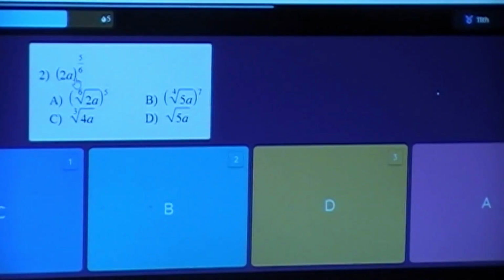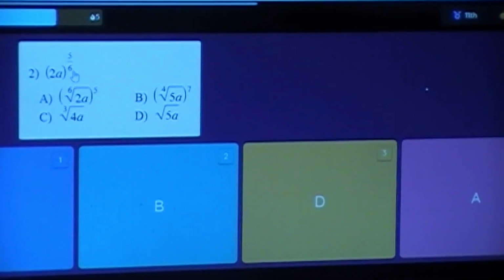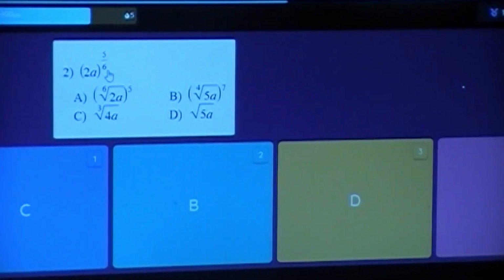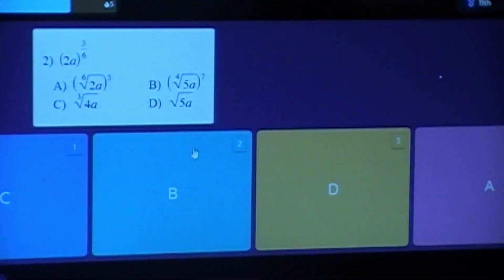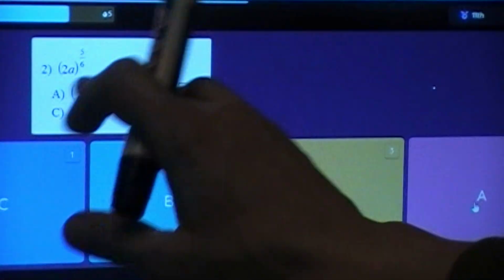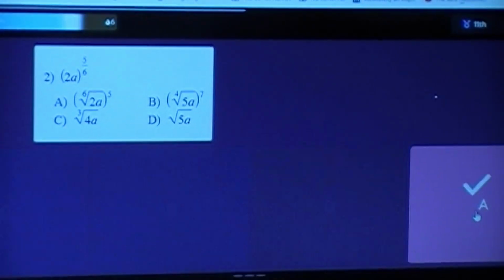So, 2a to the power of 5/6, all you have to do is just put the 6th root, and notice 5/6, the 6th root of 2a all to the 5th power. So just remember that the 6 goes to the root, and you're good to go on that.